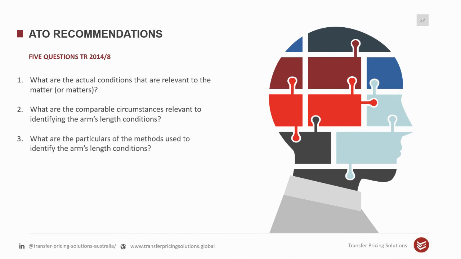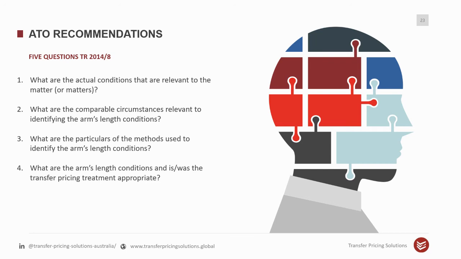What are the particulars of the methods used to identify the arm's length condition? So this is where we're looking, in relation to the Australian operations, at what is the most appropriate method, and going through the various methods, making sure you've addressed why a method was selected, why a method wasn't selected. What are the arm's length conditions, and is or was the transfer pricing treatment appropriate?